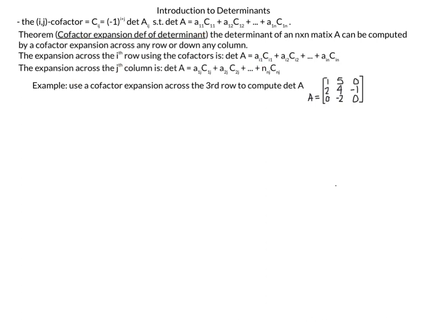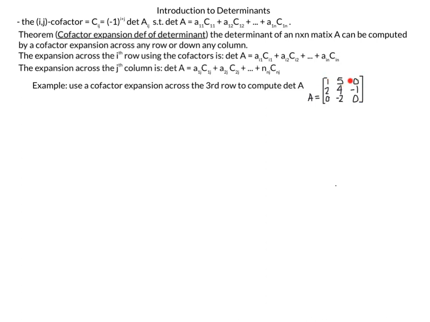So the example is to use a cofactor expansion across the third row to compute the determinant of A. A is equal to the matrix with column vectors 1, 2, 0, 5, 4, negative 2, and 0, negative 1, 0.